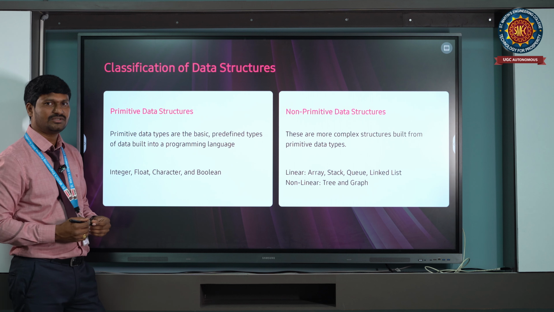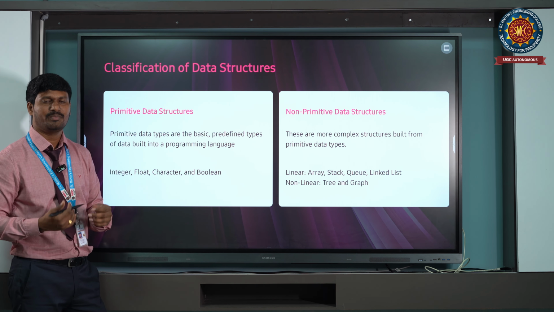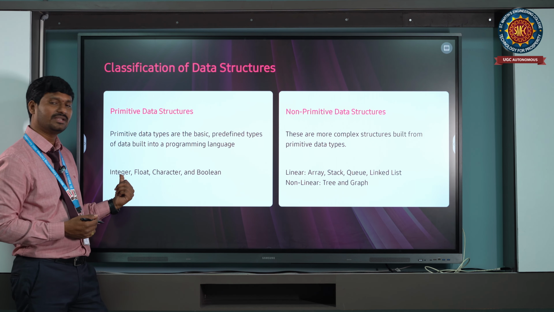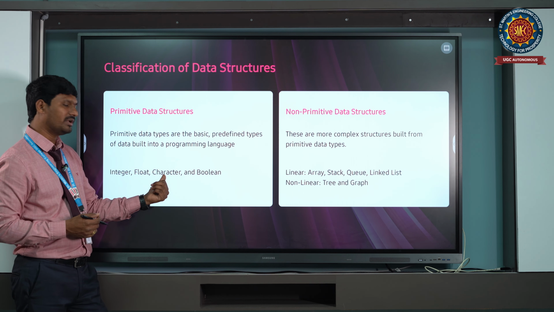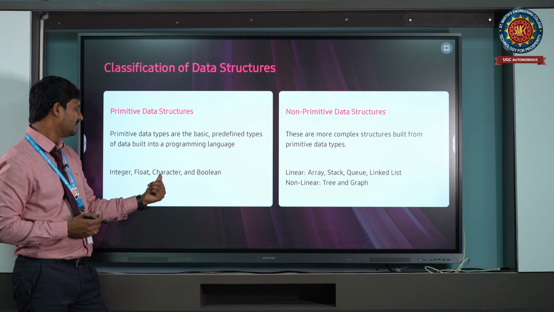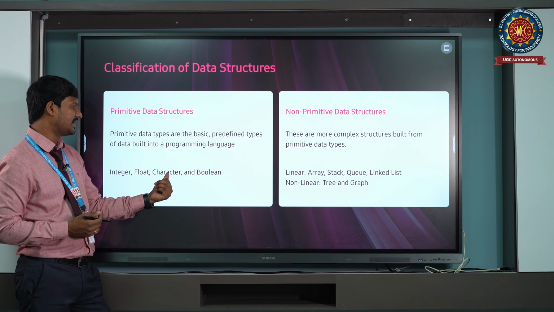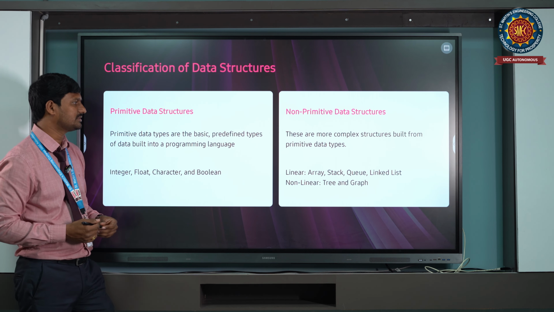First one is integer. You already know, when we are going to do any operations on numbers, then you will take the data type as int. If you are going to take any decimal, you have to take the data type as float. If you are working on any characters, a group of characters, you have to take the data type as character, and boolean is true or false.